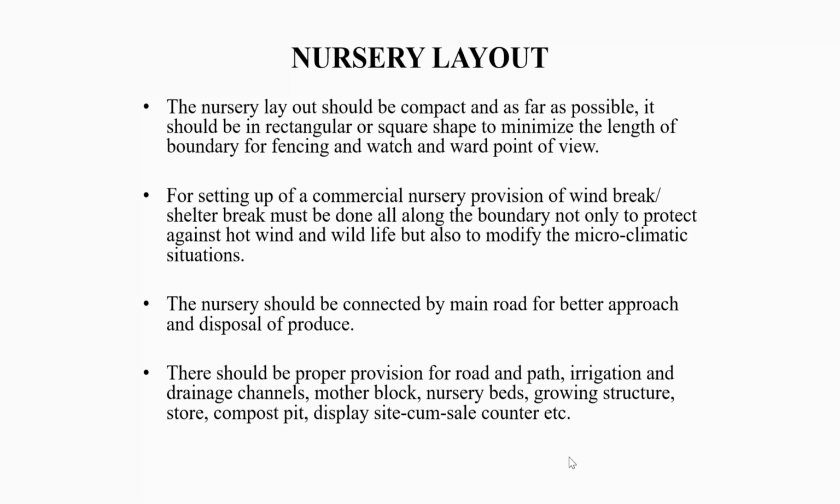The nursery should be connected by main road for better approach and disposal of produce. There should be proper provision for road and path, irrigation and drainage channels, mother block, nursery beds, growing structure, store, compost pit, display site cum sale counter, etc.